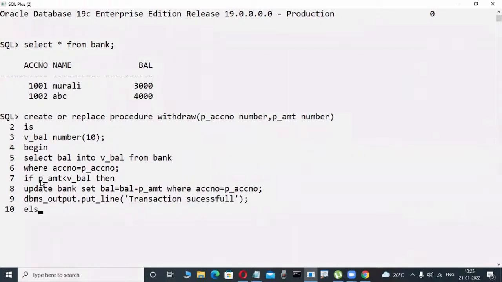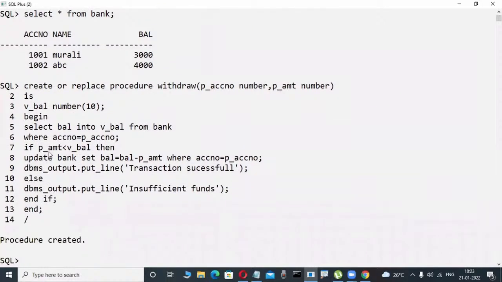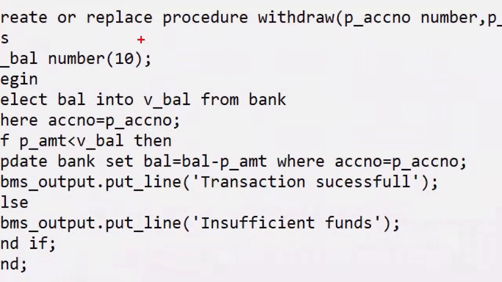Else, simple coding, some coding is there. And now check it out: else insufficient funds. Okay, some coding is there. This is not difficult coding, take it easy. Something they're writing is a procedure, for example. This is called, observe it here, some coding I'm writing. This is not difficult, very easy coding.